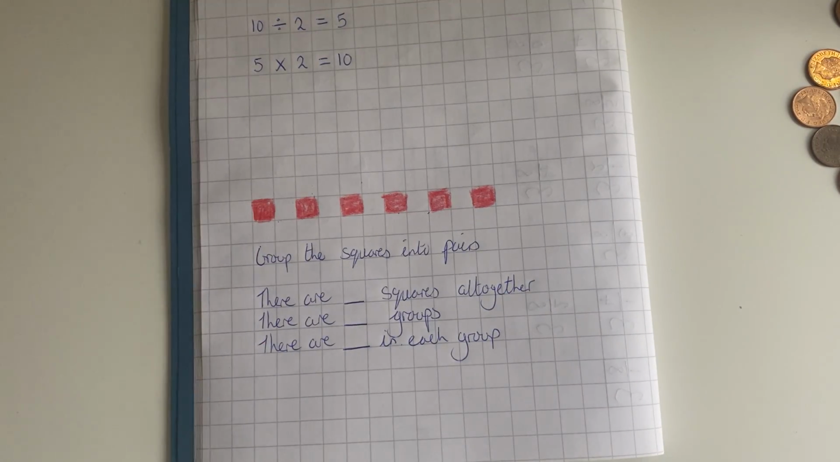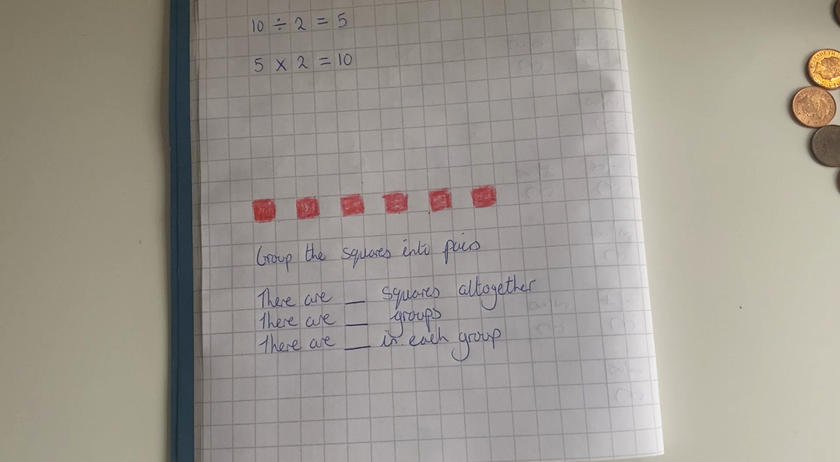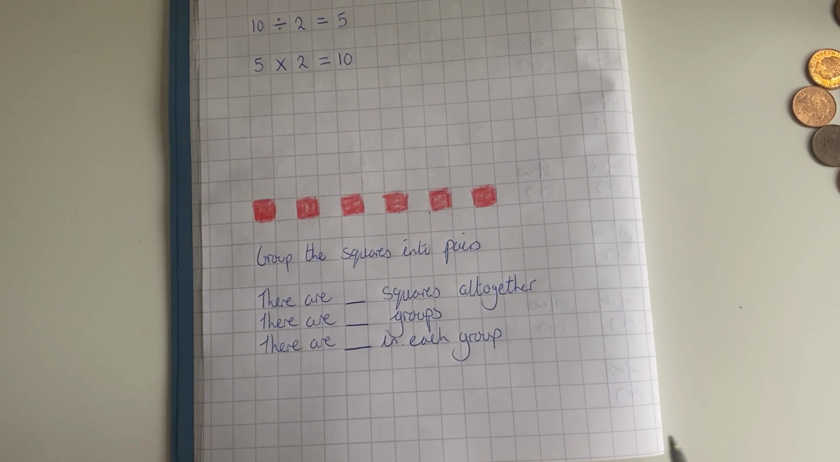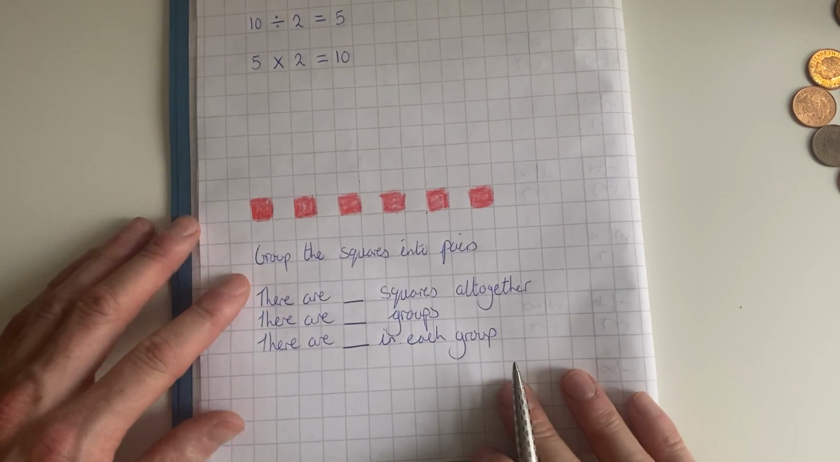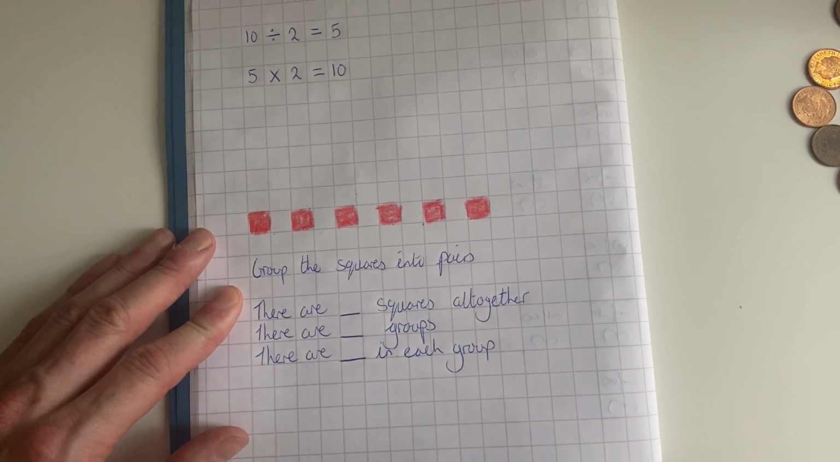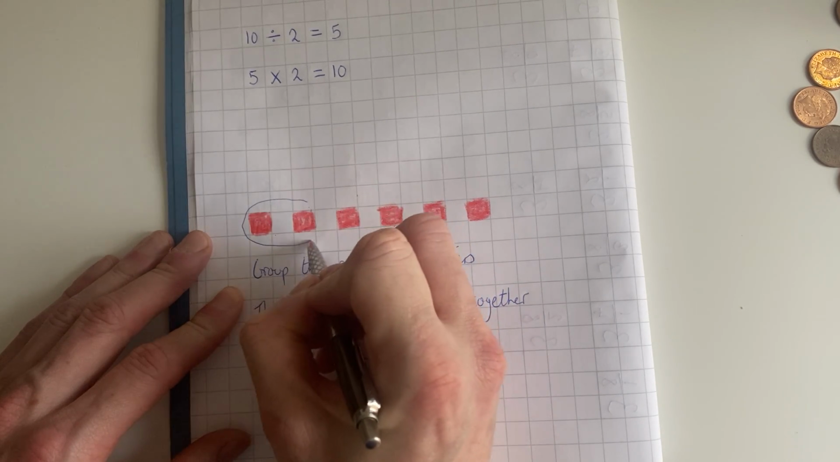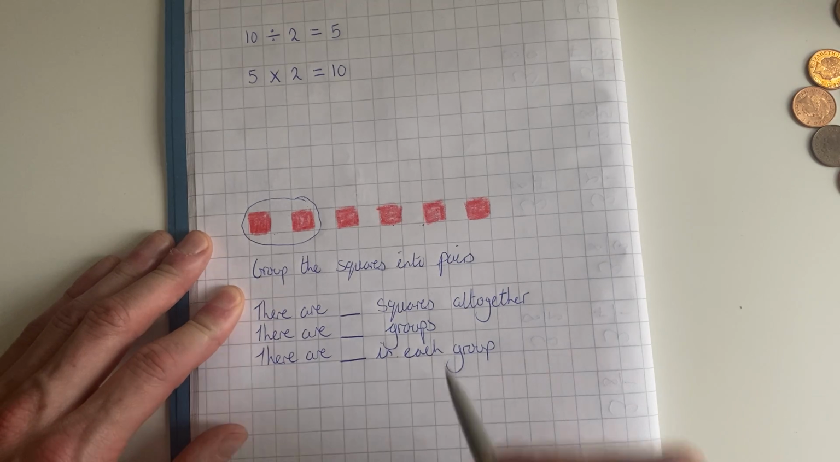We're going to do another quick example of grouping. So it says here, group the squares into pairs. Now pairs is another way of saying 2. So you've got a pair of shoes, and when you have a pair of shoes, there's always 2 shoes. So we need to group the squares into pairs. So we're going to take this picture and put circles round every time we've got 2.